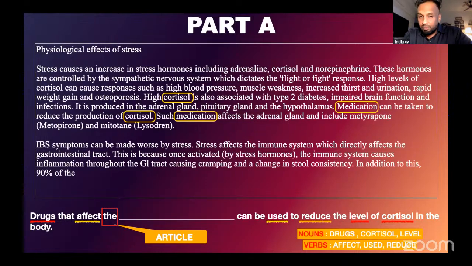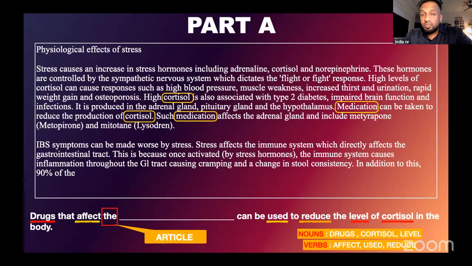So now if I read from that line where I found the first cortisol, it says high cortisol is also associated with type 2 diabetes, impaired brain function, and infections. Now, there is nothing related to my answer, drug that affect, because medication is not there. So the next line where I can see medication: medication can be taken to reduce the production of cortisol. My question was what? Using a particular type of medication can reduce the level of cortisol, but that will affect something else. So my keyword is also affect. So I'll read further. What does it say? Such medication affects the adrenal gland and include metyrapone and mitotane.